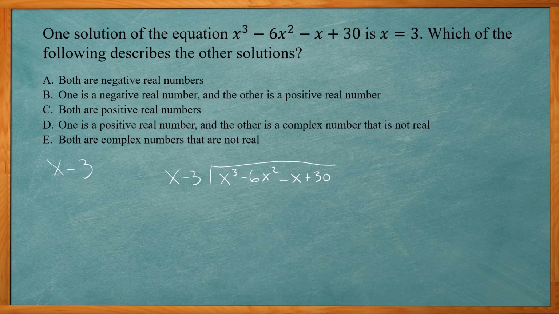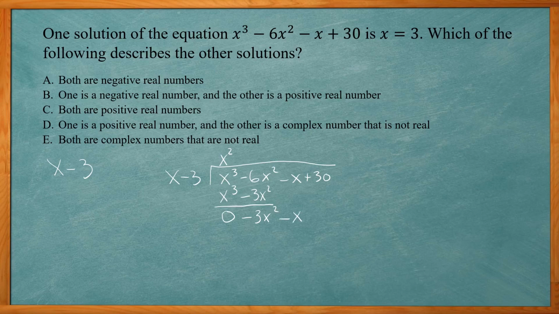To get an x to the third, I need to multiply by x squared. So x squared times x is x to the third power, and x squared times negative 3 is negative 3x squared. We're just doing long division. So we subtract: x to the third minus x to the third is 0. Negative 6x squared minus a negative 3x squared gives you negative 3x squared. Then bring down the next one.